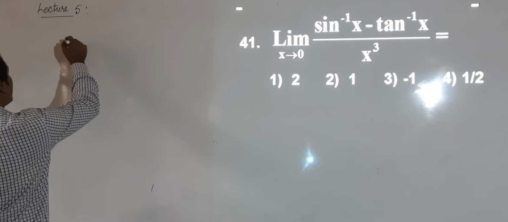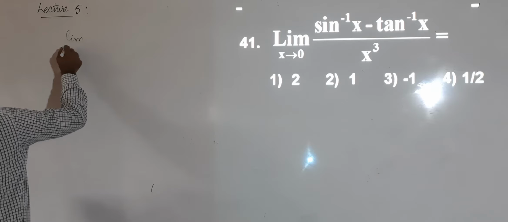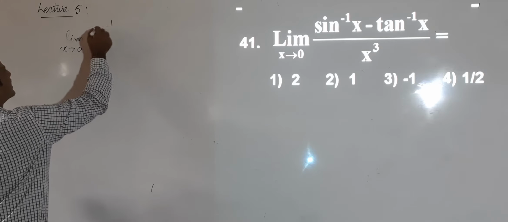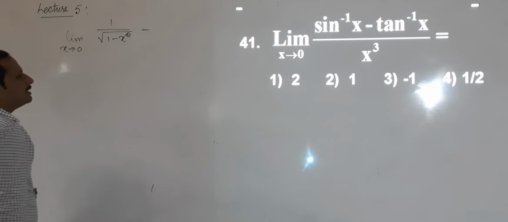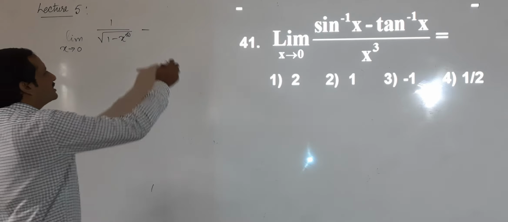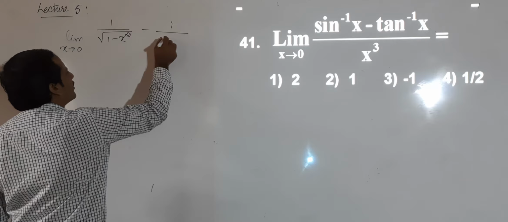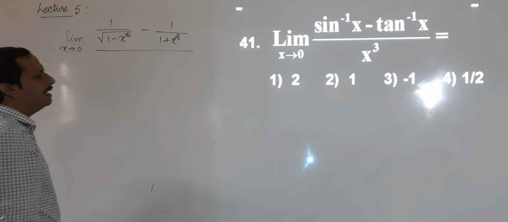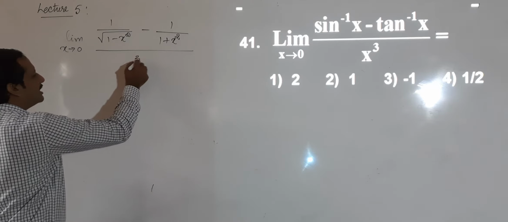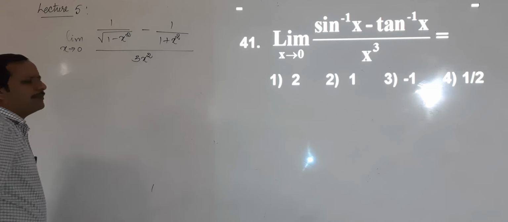Okay, so if I use L'Hospital's rule, the derivative of sin inverse x is 1 by root of 1 minus x square, minus the derivative of tan inverse x. Tan inverse x, its derivative is 1 by 1 plus x square, divided by the derivative of x cube, which is 3x square. Now you apply the limit.